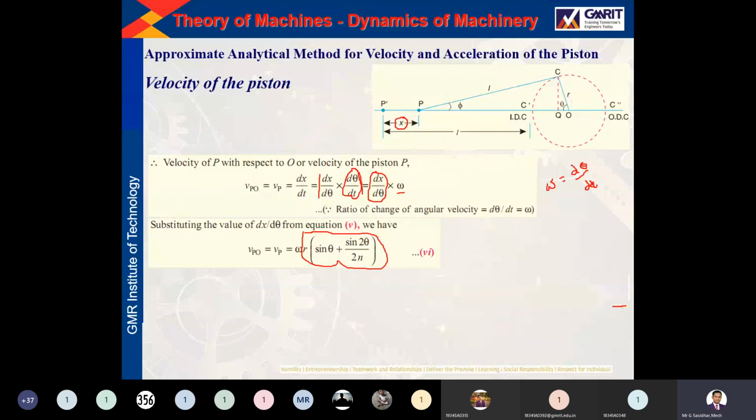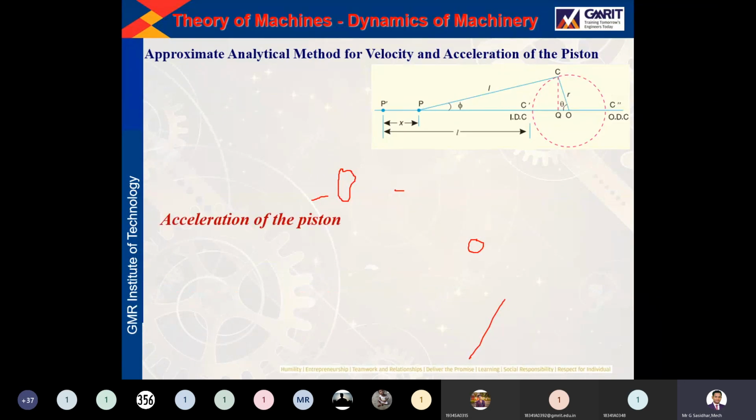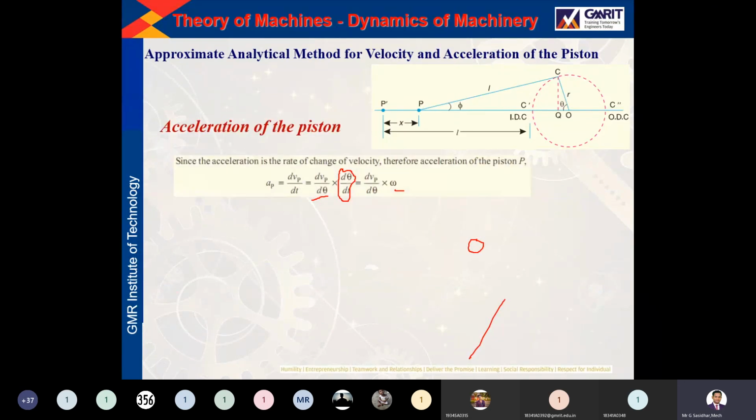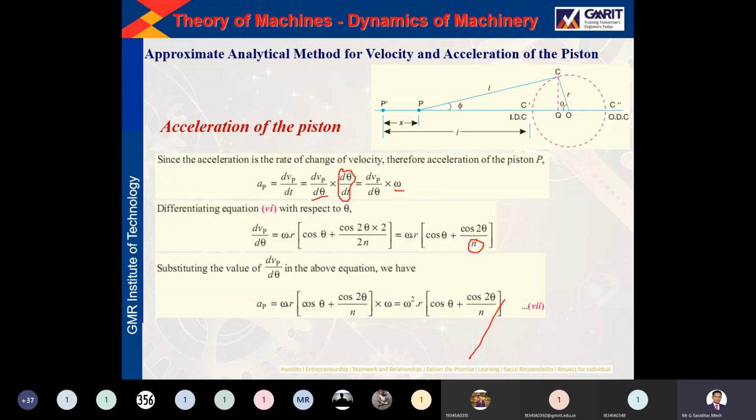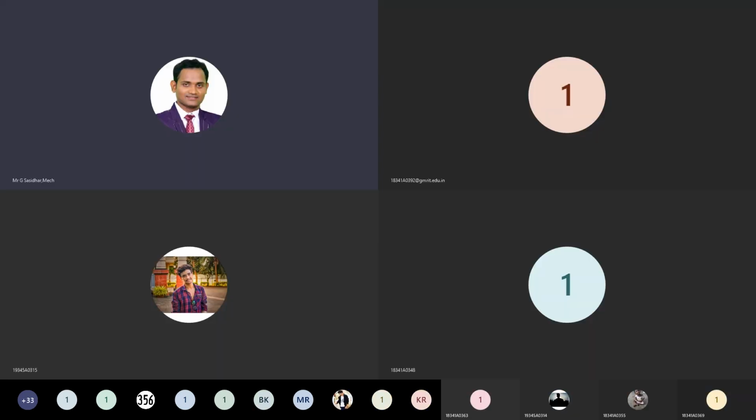So once again, this analytical method is easy. If you remember two formulas, one is the velocity of the piston, r omega sin theta plus sin 2 theta by 2n, and the acceleration of the piston, r omega square cos theta plus cos 2 theta by n, these two formulas are enough. You can solve the problem by the analytical method. But in the problem they have to give the theta value, pi value, L value, R value, and all these. Then only you can solve this one. Yes or no?